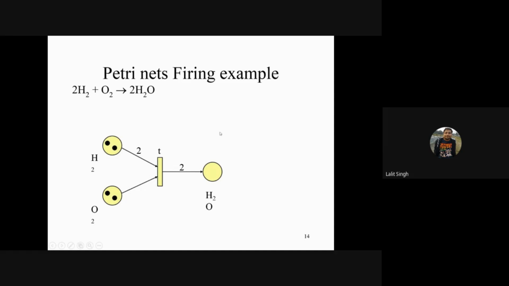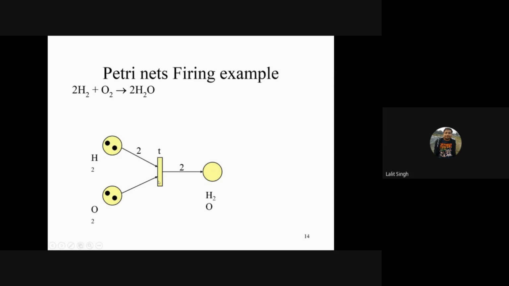Before modeling, first let me explain the basic building blocks. If you are able to see this figure, this is the Petri net figure. In this, there are three big circles, and these three big circles are known as places. So I have represented hydrogen by one place, oxygen by one place, and water by one place.